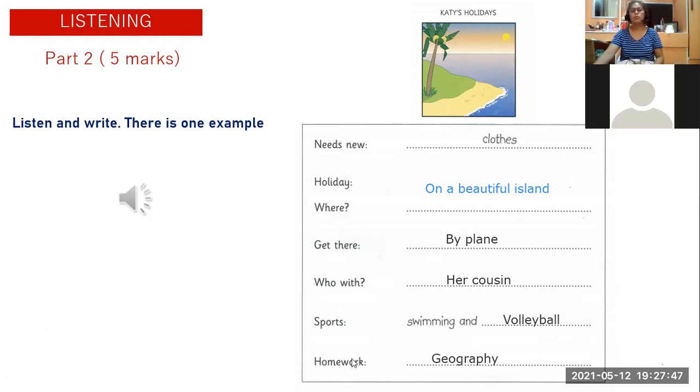And the sports, what's a sport? It is swimming and volleyball. And the homework is about geography. You know what is geography? It talks about lands. It's about places. Oh, like that. Okay, so now. Beautiful island, by plane, volleyball, geography. Very good, Lily.